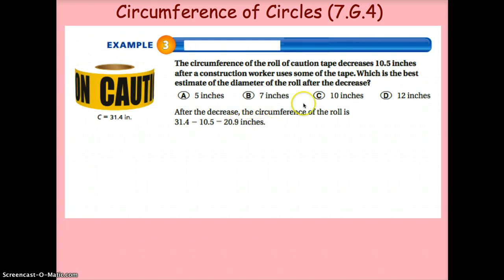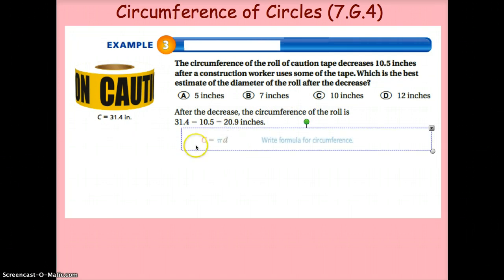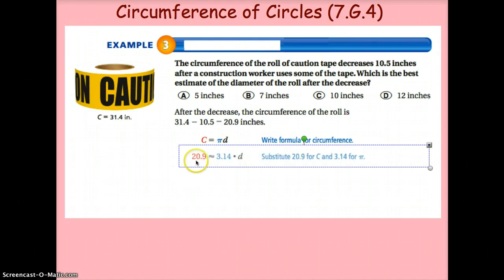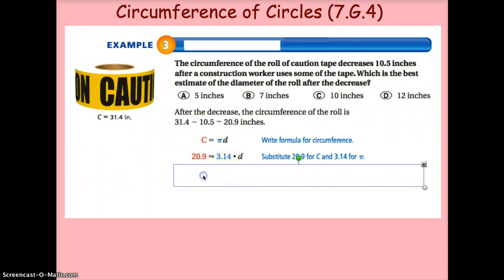Now, I'm looking for diameter, so I'm going to use my formula for diameter right here and plug my numbers in. For pi, we're going to plug in 3.14. And then this time, I don't have the diameter, I have the circumference, so I'm going to plug the circumference in as well. Okay, next I would draw my fence, circle my variable, and use my inverse operations to solve. Move that 3.14 so we get diameter by itself.